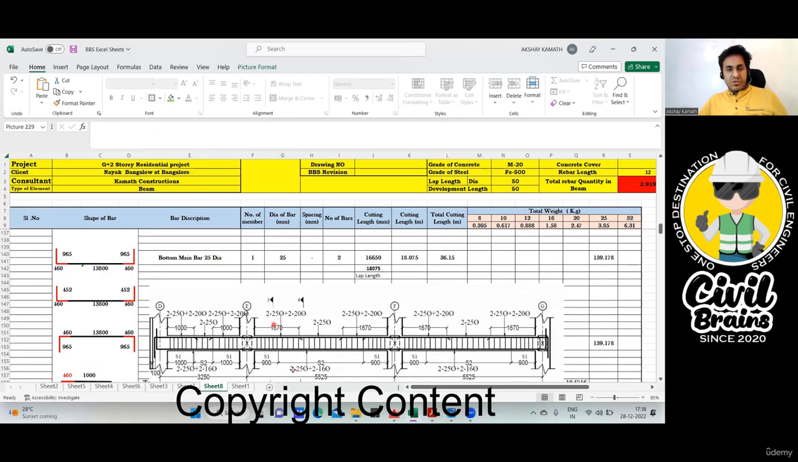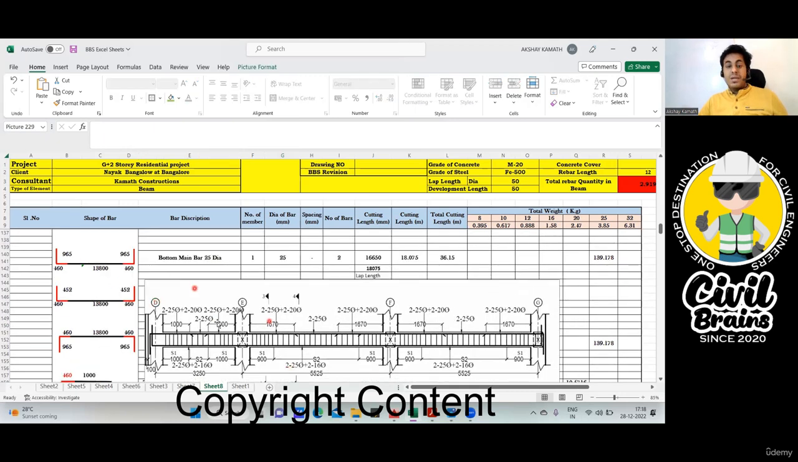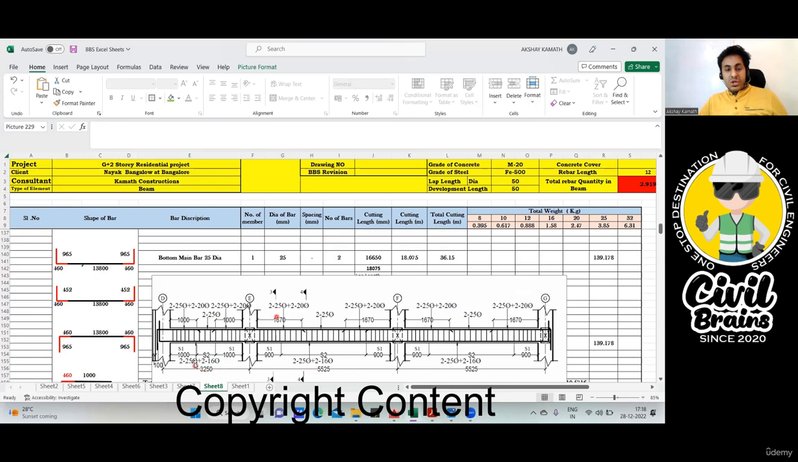Yeah, we'll start from here. Okay. So first is your bottom main bar. Bottom, you just observe, 25 diameter 2 bar you have, and 16 dia 2. Here also 25 dia 2, 16 dia 2. 25 dia 2, 16 dia 2.